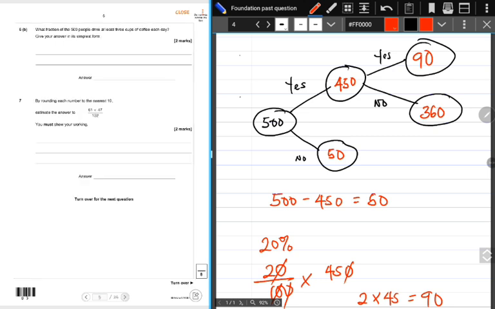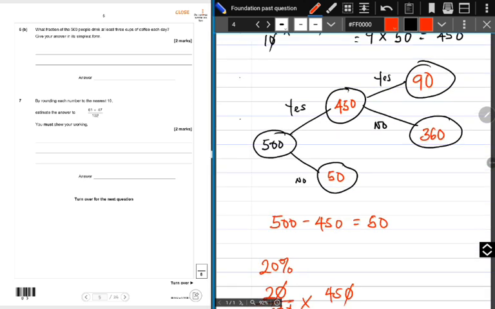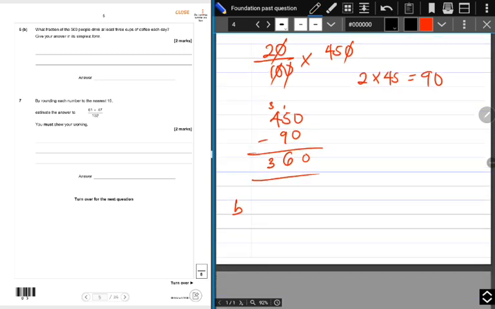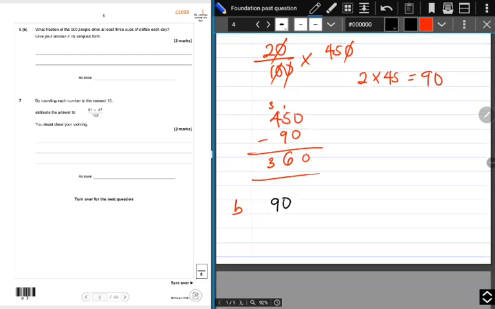Let's see what the B part says. Okay. So now the B part says, what fraction of the 500 people drink at least 3 cups of coffee each day? Give your answer in a simple fraction. So people that drink 3 cups of coffee every day, that will be the B part. So the B part will then say 90 over 500, because it's out of 500 people. This divided by this, so we'll be having 9 over 50. We have to leave our answer in the simplest fraction, so that will be 9 over 50. So do you understand this?